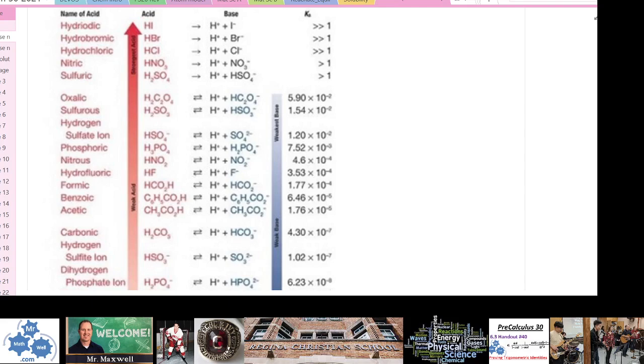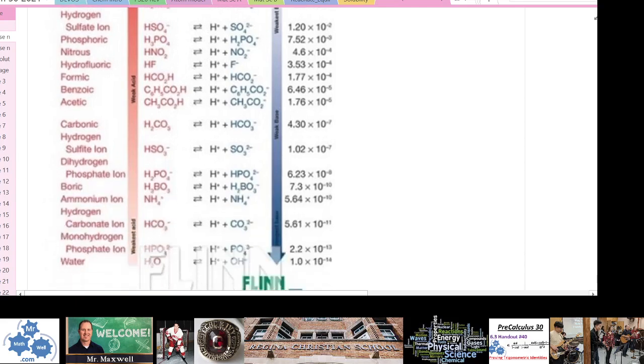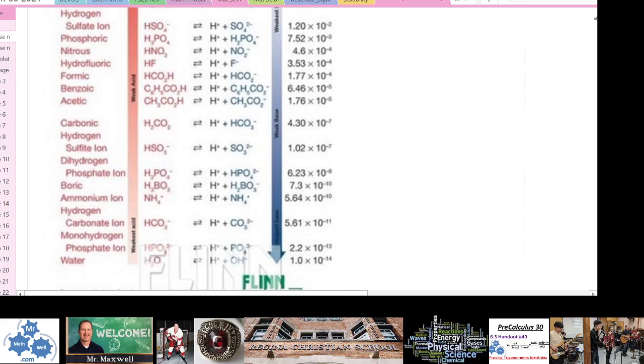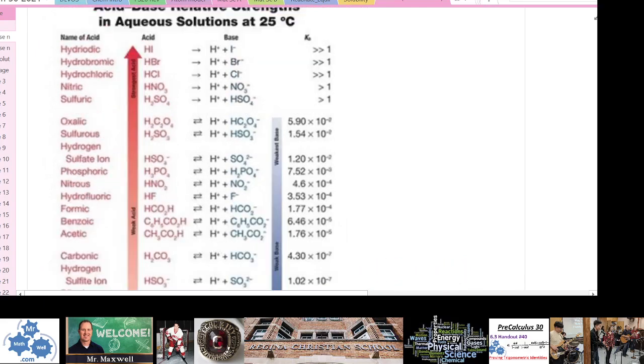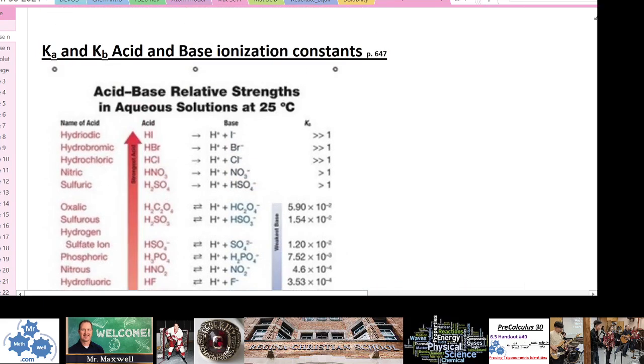Page 639, amphoteric, A-M-P-H-O-T-E-R-I-C. I believe it's in the notes here somewhere, but we've talked about it a couple times now. So water can be both an acid and a base. Very, very weak acid, very, very weak base. Okay? Any questions about Ka?